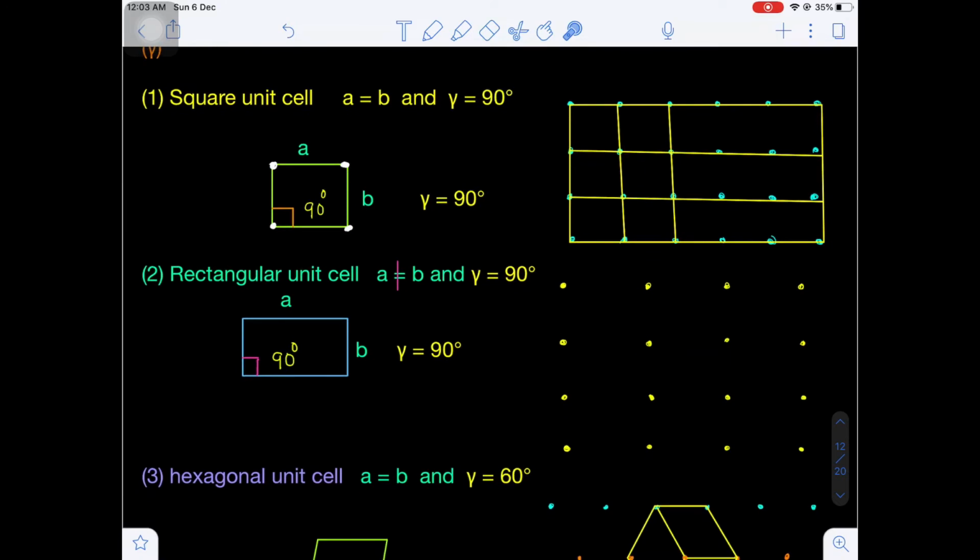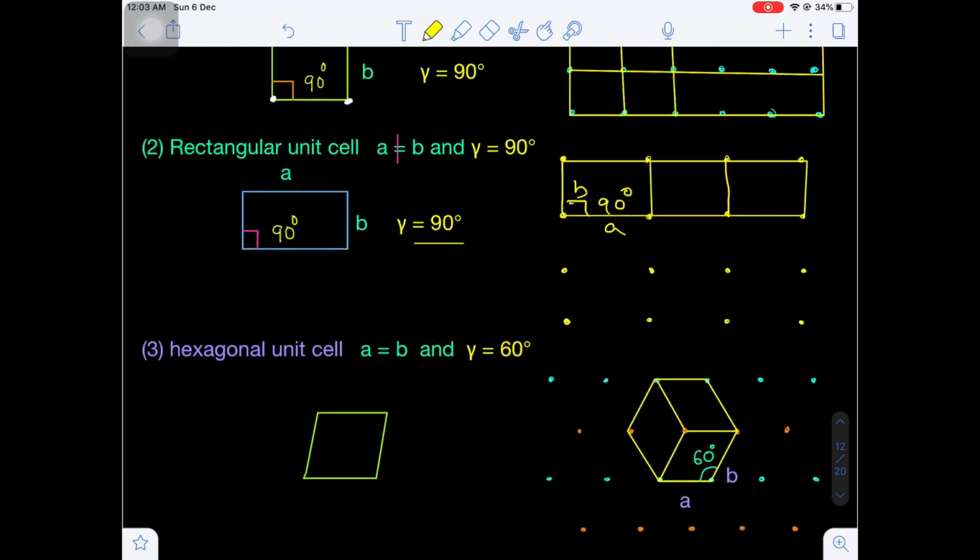Similarly, the second example, the rectangular unit cell. In this rectangular unit cell, the horizontal and vertical distances are different, so A is not equal to B. Suppose this is A and this is B, but still the angle will be 90 degrees only. So gamma is 90 degrees, but A is not equal to B.